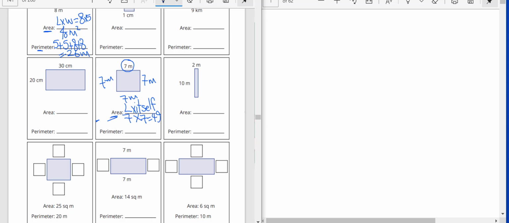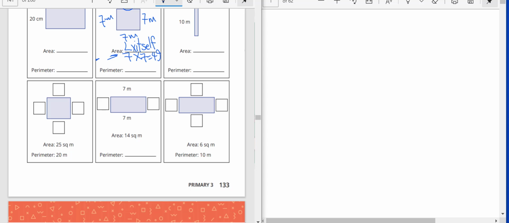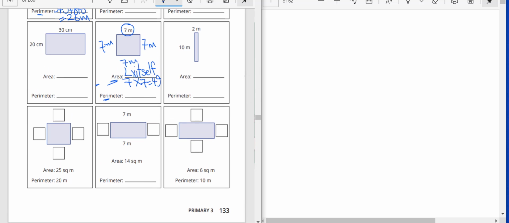We must keep the timetable. Okay, the perimeter of the square is length times 4. Add all side lengths of the square. So we will multiply 7 times 4. 7 times 4 is equal 28 meter. Here area 49 meter square.